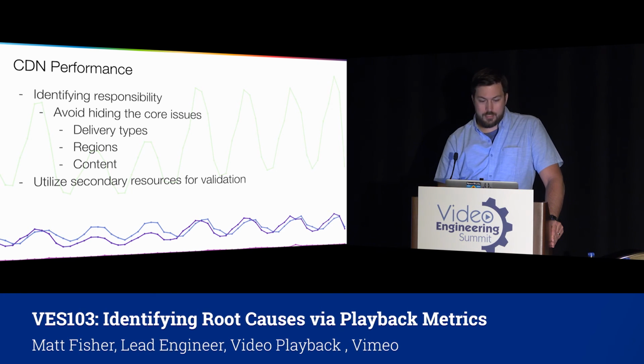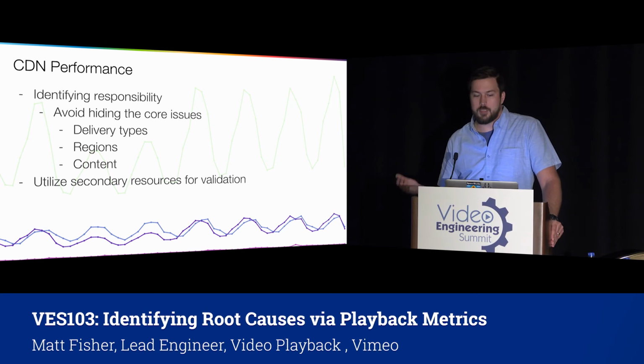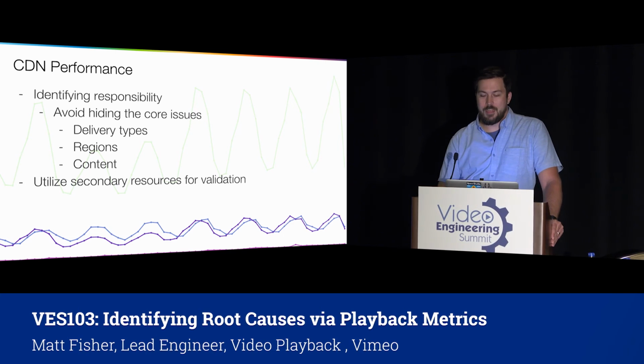Yeah, and so delivery types, regions, contents, all are contributing factors here. And again, that one CDN that we saw with degraded performance could be serving segmented content, progressive content, live content. So being able to identify those key contributors will be as informative to you as it could be to your vendors that you may be communicating with after the fact.